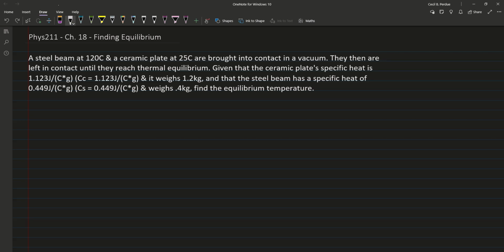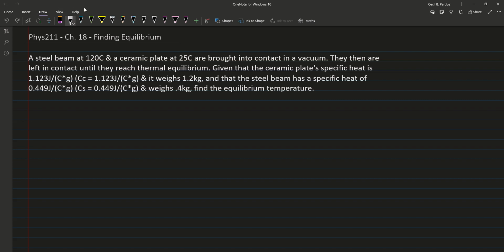Given that the ceramic plate's specific heat is 1.123 joules over Celsius times grams, and that it weighs 1.2 kilograms, as well as the fact that the steel beam has a specific heat of 0.449 joules over Celsius times grams and weighs 0.4 kilograms, find the equilibrium temperature.